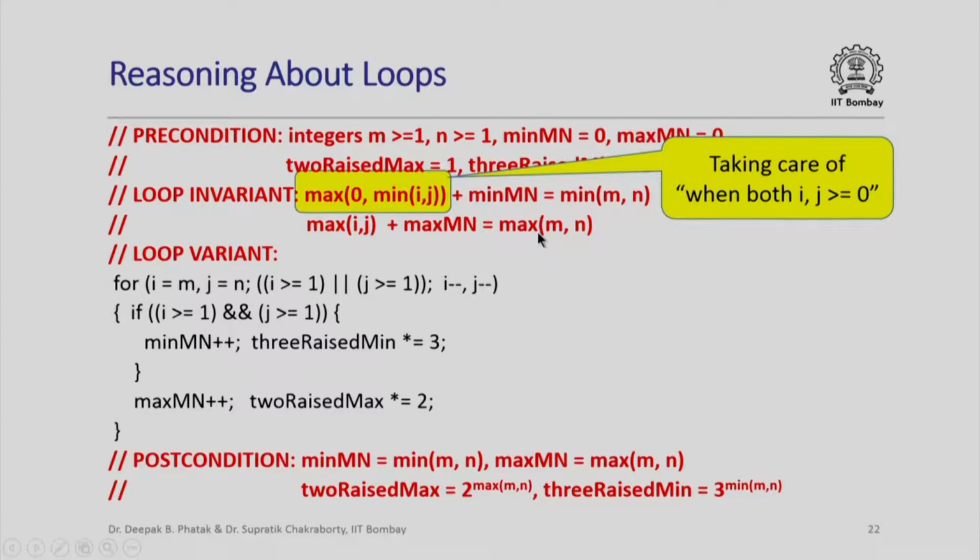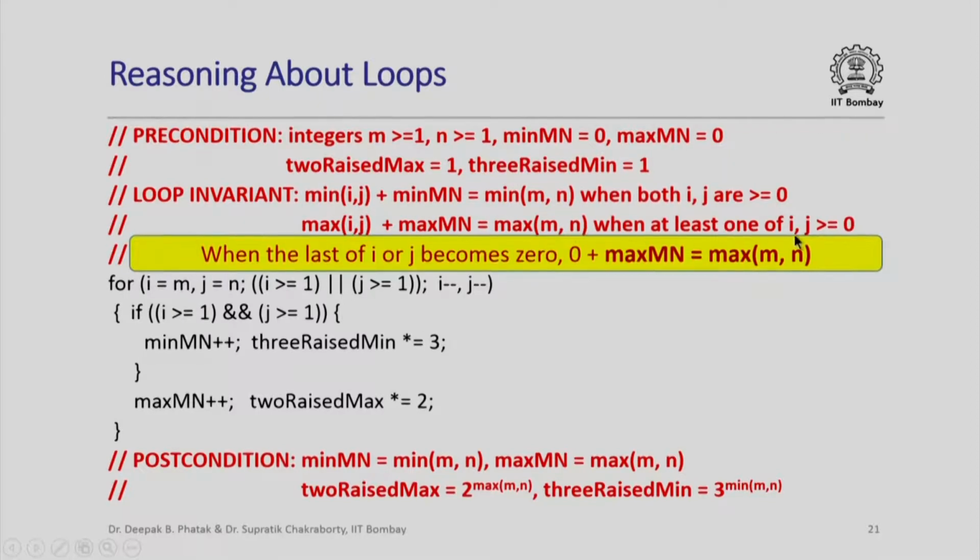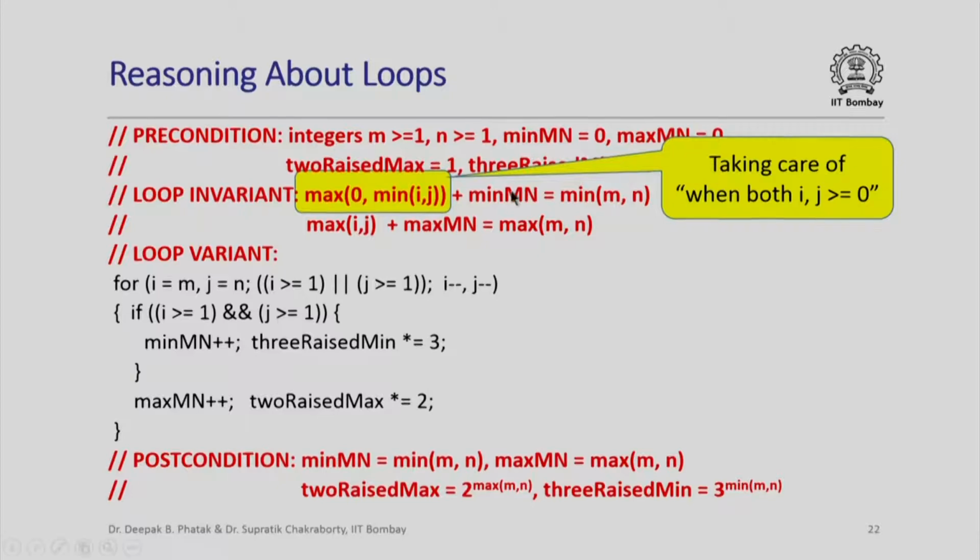And of course here when we said that when at least one of ij is greater than or equal to 0, this is exactly how we iterate around the loop. When both of them have become less than 0, we stop the iteration of the loop, and therefore we can say that this relation holds at every time when the loop is iterating.